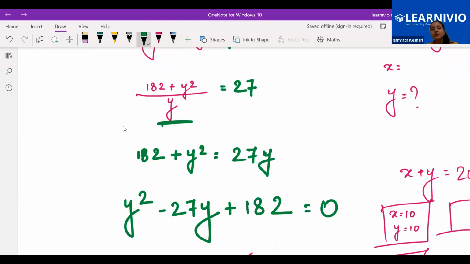Yes. Now by splitting the middle term, we have to solve it. Please split the middle term and tell me what you are getting as a y value. Just copy it down. Y square minus 27y plus 182. Please everyone copy it down in your copy.